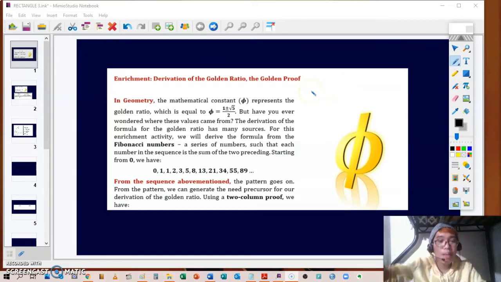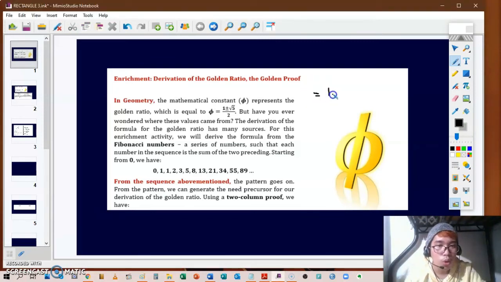And also for the applications of the golden ratio, when you see the ratios in real life objects, it's always equal to 1.618 for the value of phi.